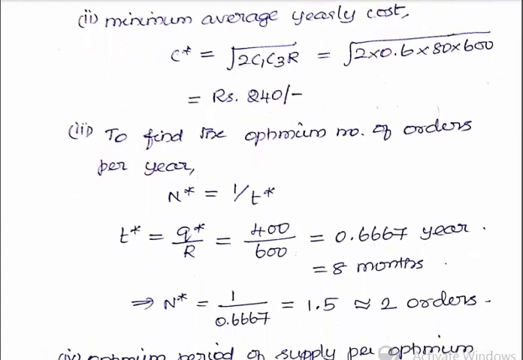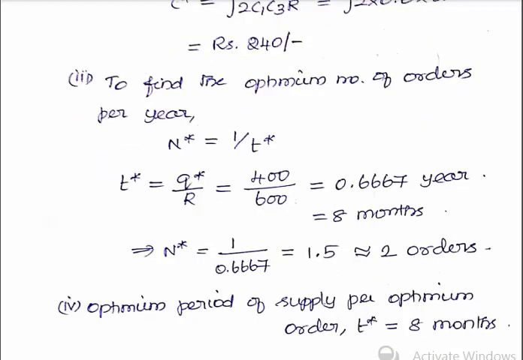So N star is equal to 1 by T star, 1 by 0.6667, that is 1.5 per year. So approximately it is 2 orders per year. In the fourth subdivision, it is asked to find out the optimum period of supply per optimum order. We have calculated this in the previous step. T star is 8 months.